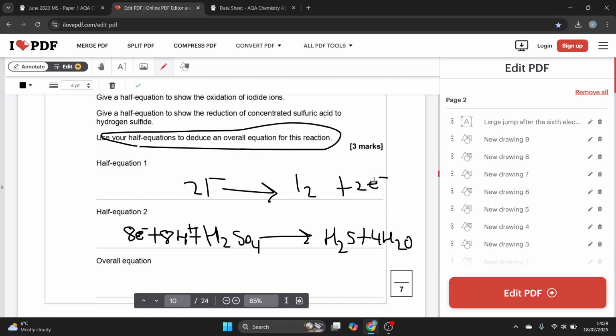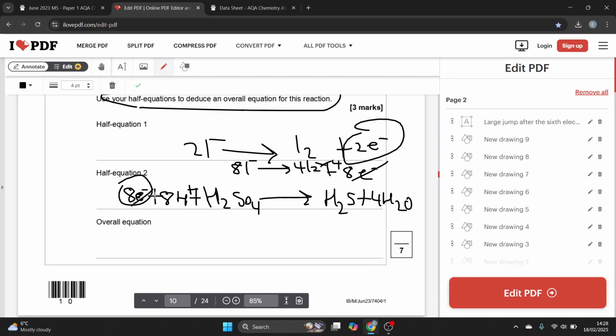Then use your half equations to produce an overall equation for this reaction. Well, I look here, I've got 2 negatively charged electrons. Here I've got 8. So I'm going to times this first equation by 4. So I get 8I minus, 4I2 plus 8e minus. Negatively charged electrons cancel out.